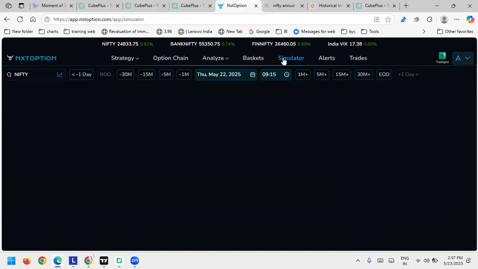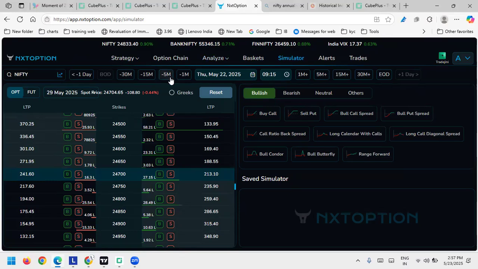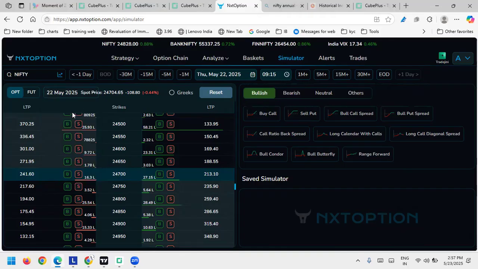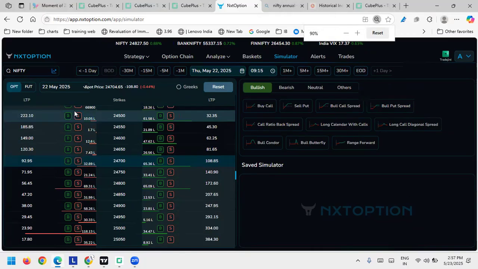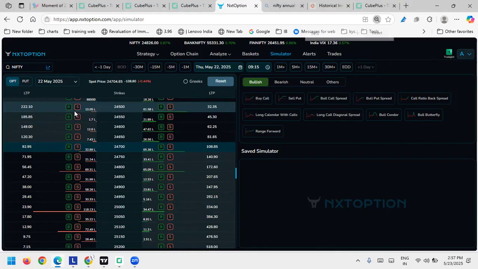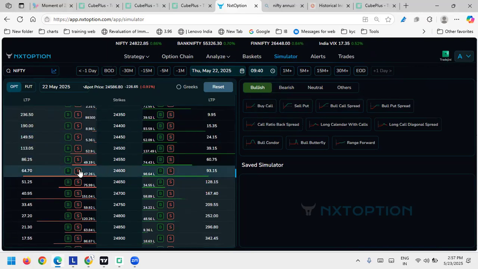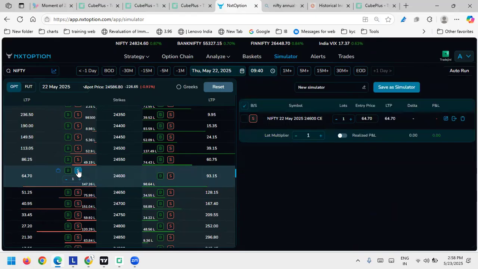So I go to the simulator tab here. Now here you can choose the contract: 22nd May, 29th May, 5th June. So we will take the 22nd May contract, I would be taking it over here. And then I can choose the time. Let's say I want to deploy it around 9:40. So at 9:40, I can click sell here.